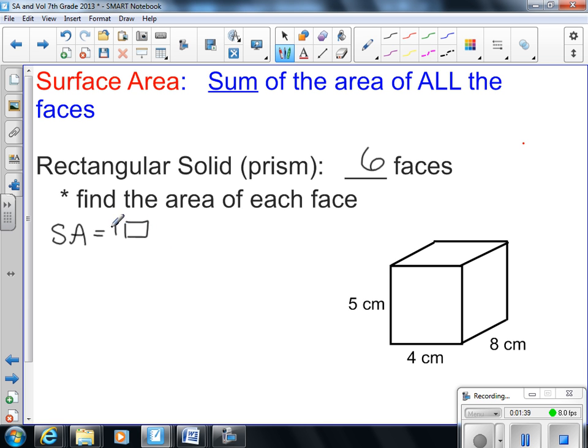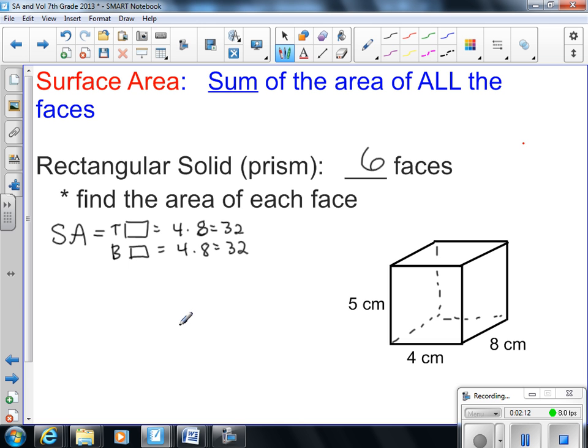So let's start with the top. On the top of this, what are the dimensions of the top? Okay, 4 by 8, just like we did for the volume. 4 by 8, which is how much? Okay, now is there another one just like it? Yes, the bottom, although we can't see it, it's there. We have the bottom, so I'm going to put a B for the bottom and make a little rectangle. The bottom rectangle is going to be a 4 by 8 as well, and you get 32.